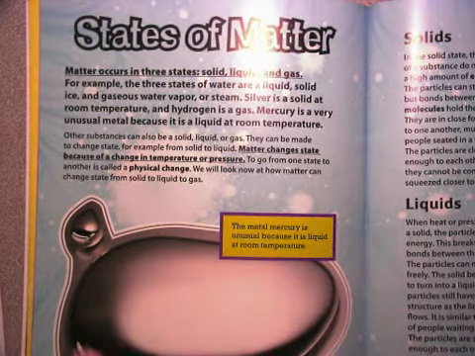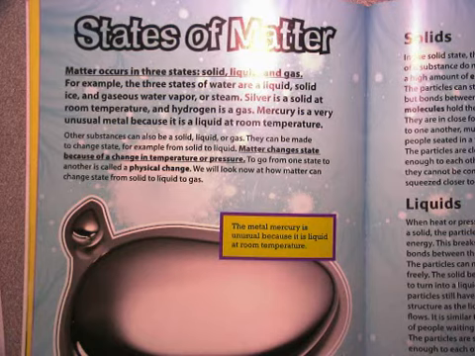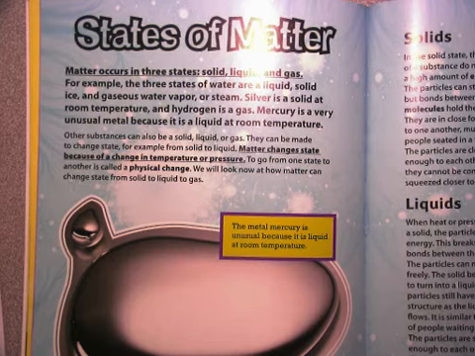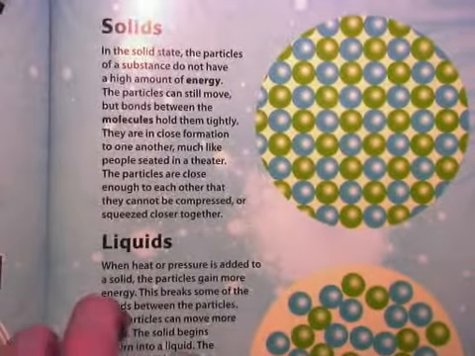Matter can change states because of a temperature change. Again, think about that ice cube. You add heat to it, it turns into a liquid, and then adding more heat will eventually turn it into vapor. Now, the solid state, allow me to show you a very good picture of their molecules.